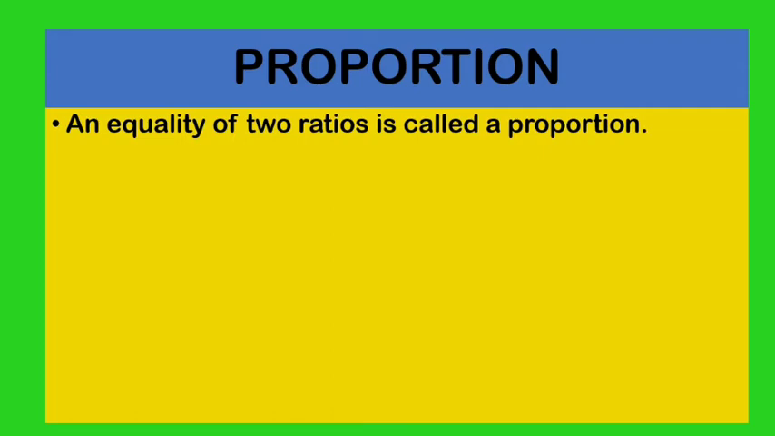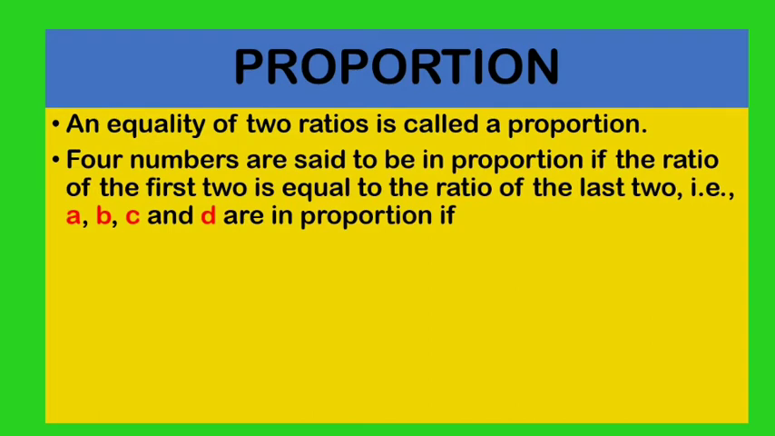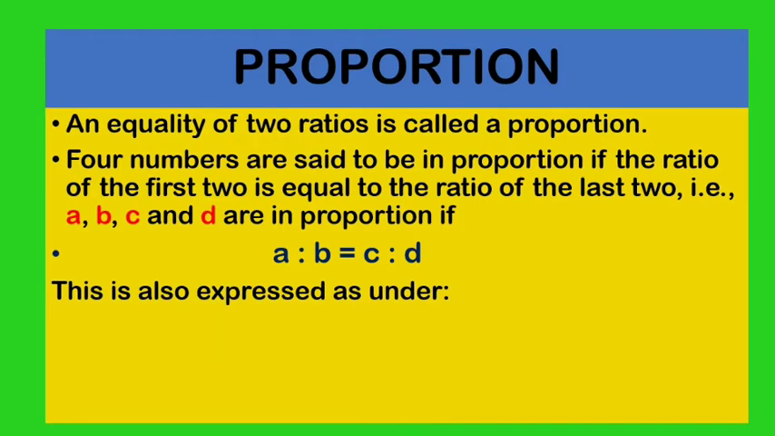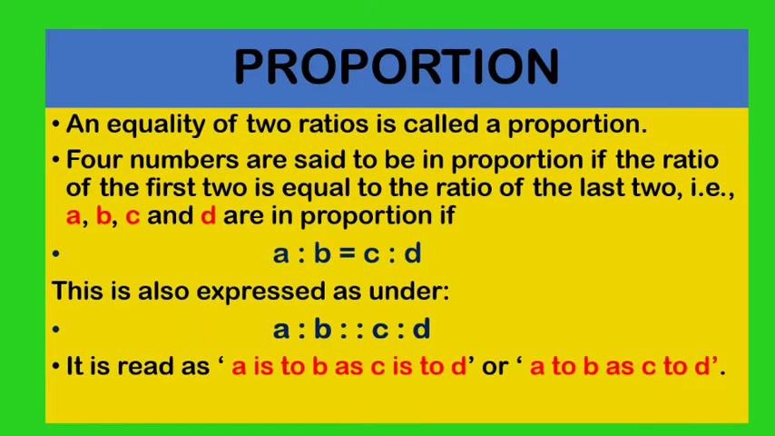An equality of two ratios is called a proportion. Four numbers are said to be in proportion if the ratio of the first two is equal to the ratio of the last two. That is, A, B, C and D are in proportion if A is to B equals C is to D. This is also expressed as A is to B as C is to D. It is read as A is to B as C is to D, or A to B as C to D.